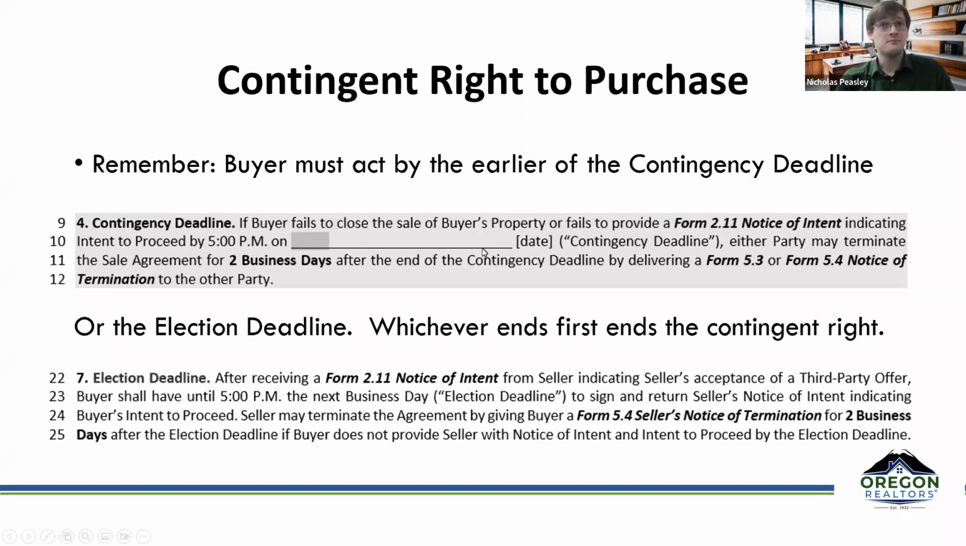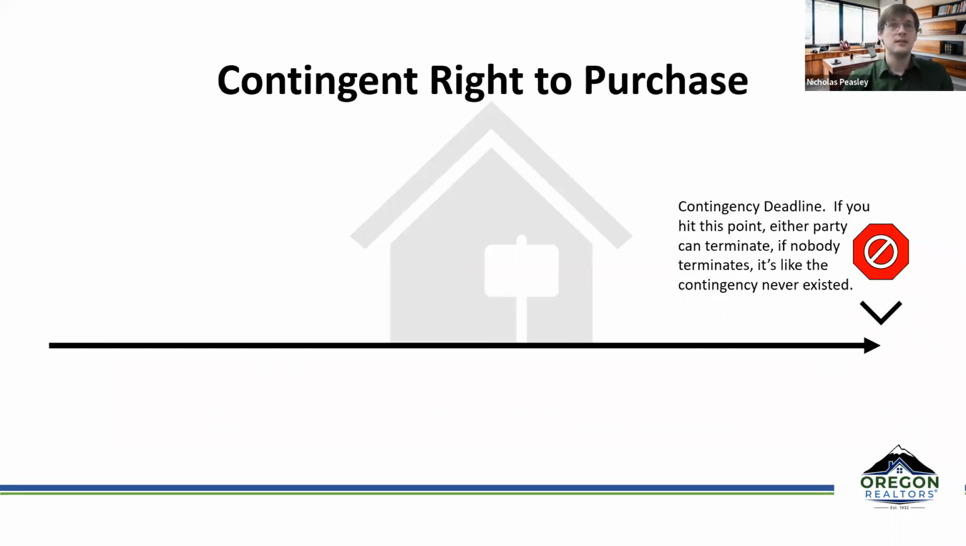on the 17th. At that point, even though the buyer has technically received this notice of intent and they have a day to respond, the seller might still terminate based on the failure of the contingency deadline. You're already past your contingency deadline. So be aware, the two rights exist and they aren't necessarily going to play, like one of them is not always the end point. So if you have a contingency deadline, when you hit that point, either party can terminate. And if nobody terminates, it's like the contingency never existed.